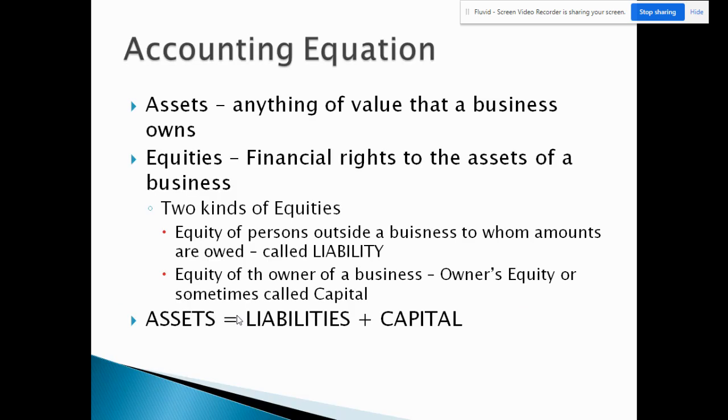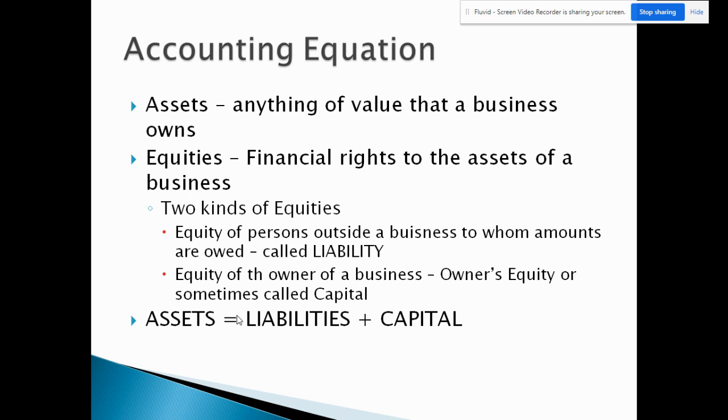The accounting equation. Before we discuss the accounting equation, let us first discuss the contents of the accounting equation. First will be assets. So what are assets? Assets are anything of value that a business owns. What are these? It may be cash, equipment, furniture, delivery trucks, buildings, etc. So these are actually the assets of the company.